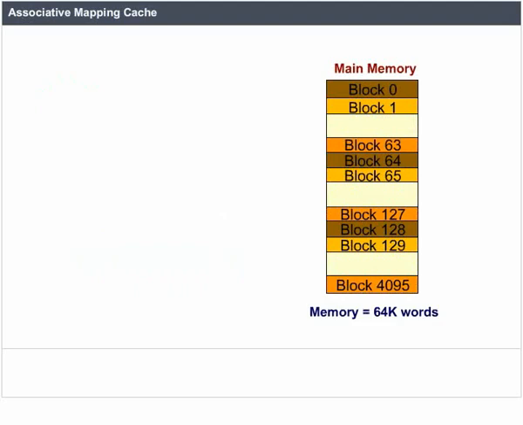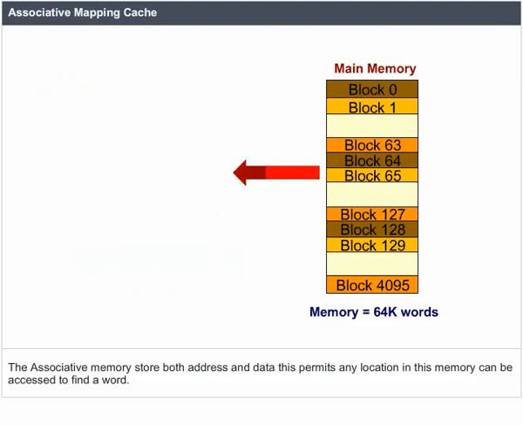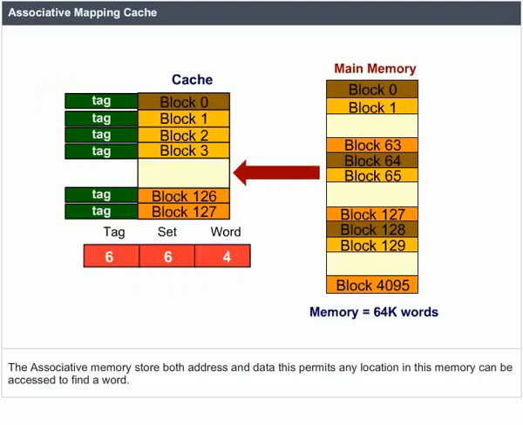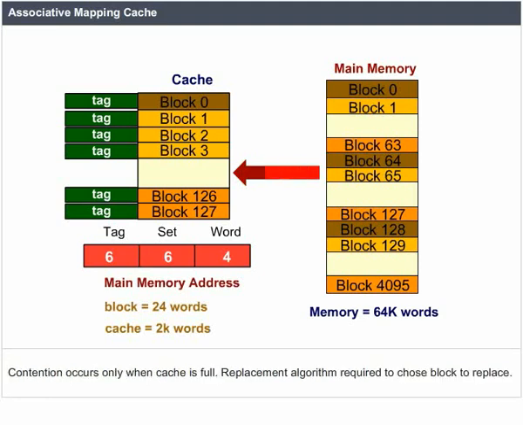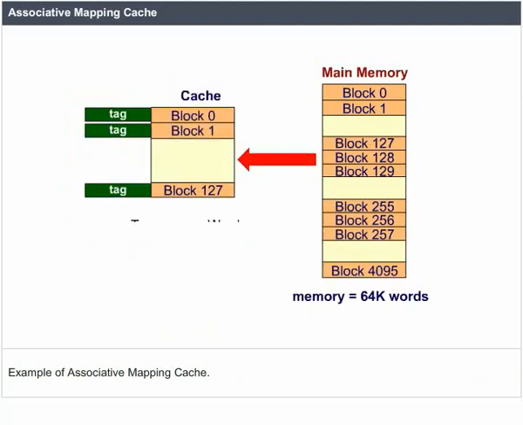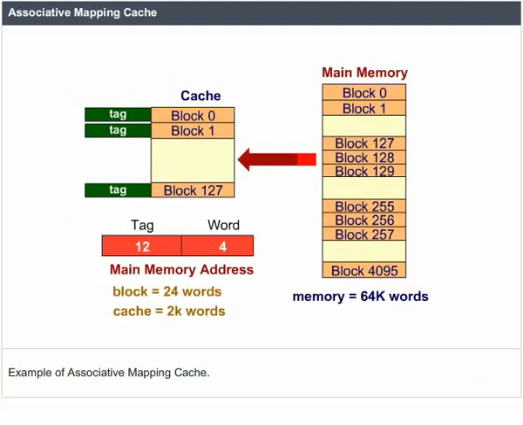Associative mapping cache. The associative memory stores both address and data. This permits any location in the memory to be accessed to find a word. A main memory block can be placed into any cache block. Contention occurs only when cache is full. A replacement algorithm is required to choose the block to replace. Associative search of tags in parallel. Most flexible, but costly.